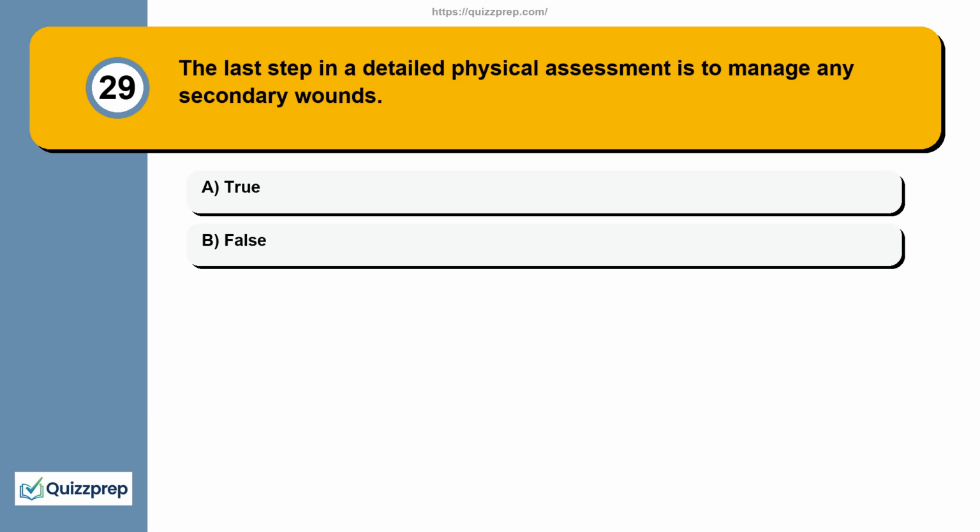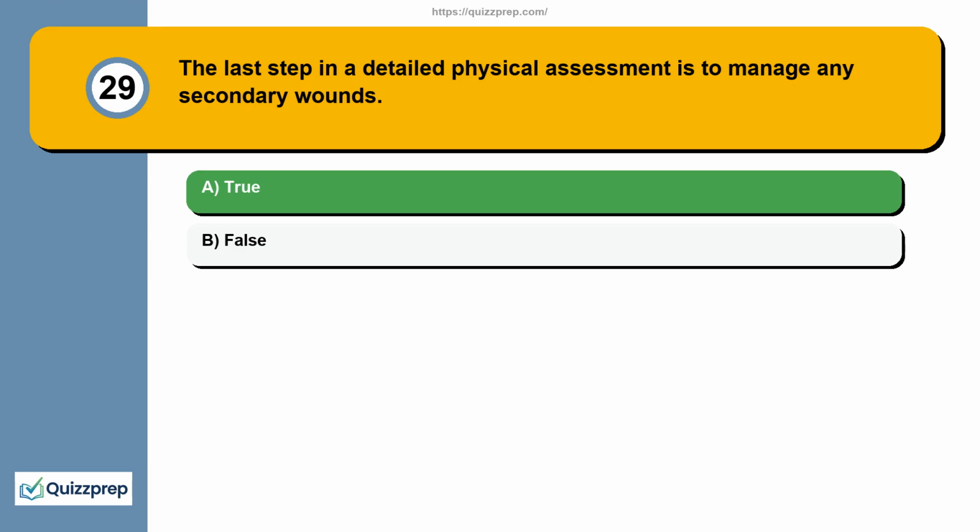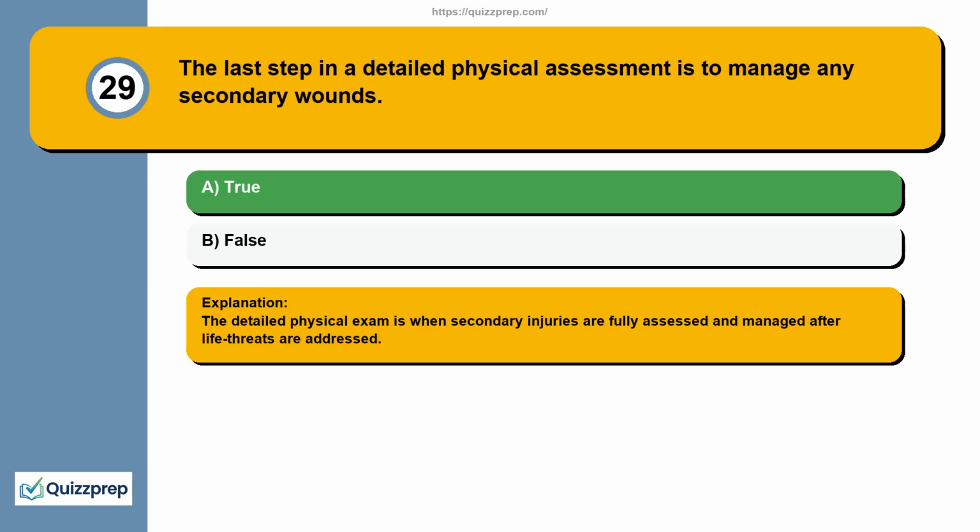Question 29. The last step in a detailed physical assessment is to manage any secondary wounds. True, false. The detailed physical exam is when secondary injuries are fully assessed and managed after life threats are addressed.